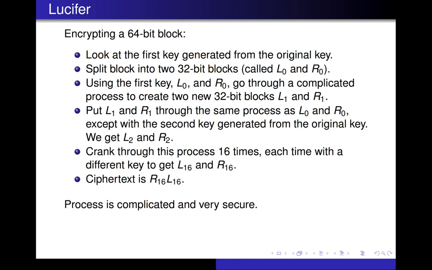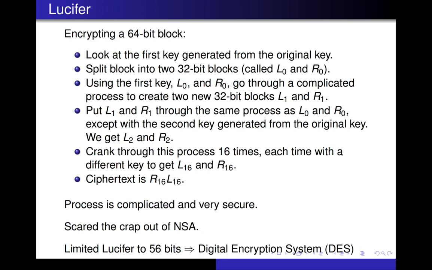So this process, as you can see, is very complicated, and it's actually very secure. So secure that it scared the crap out of the NSA. And so the NSA said, you can't use this particular cipher. We've got to simplify it for you a little bit. You're only allowed to use 56 bits for your keys. Ah, well. And when they did that, that was called the Digital Encryption System. So the Digital Encryption System is exactly the same as Lucifer, except the keys are restricted.